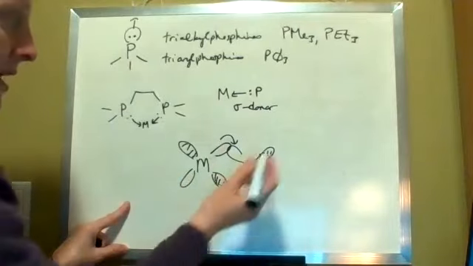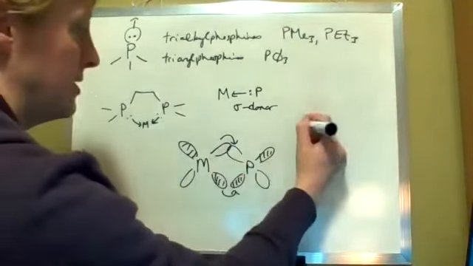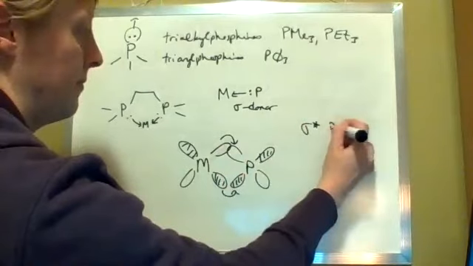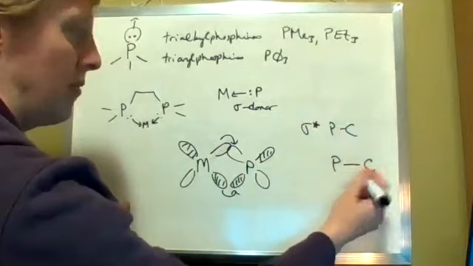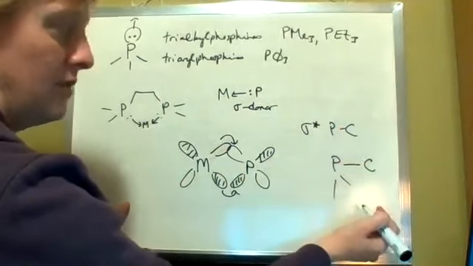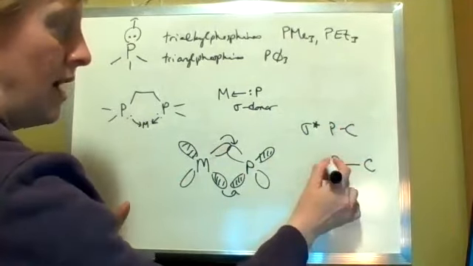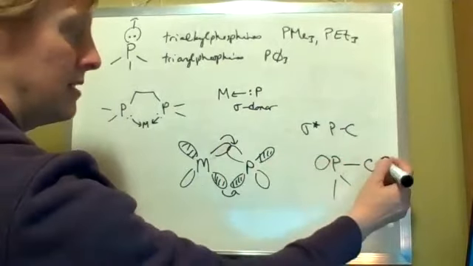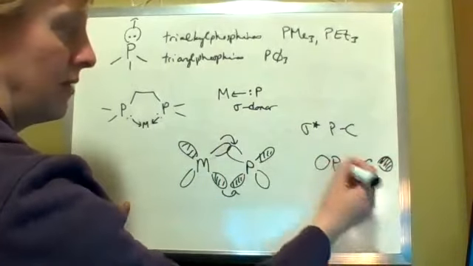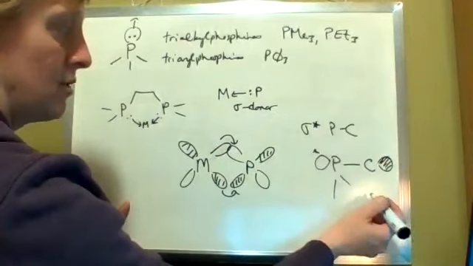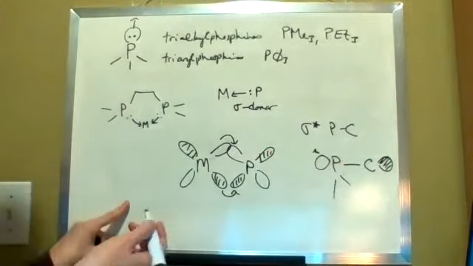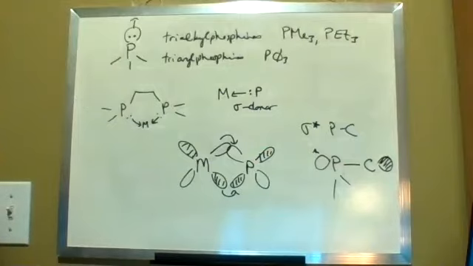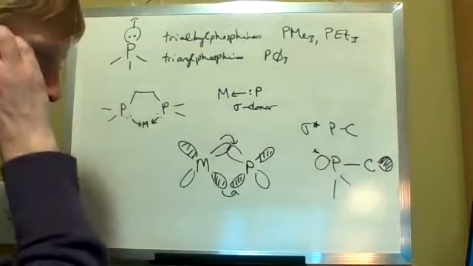But another thing that it has is pi or sigma star orbitals on P-C. So when you have a phosphorus carbon bond, or whatever phosphorus is bound to, it has 3 of those. You do have pi star or sigma star orbitals on either side. Those are your sigma star orbitals. Those guys are empty, and so you can have donation into those guys as well. And you'd have to do a lot of calculations to figure out exactly which one is involved, but both of them can be involved.